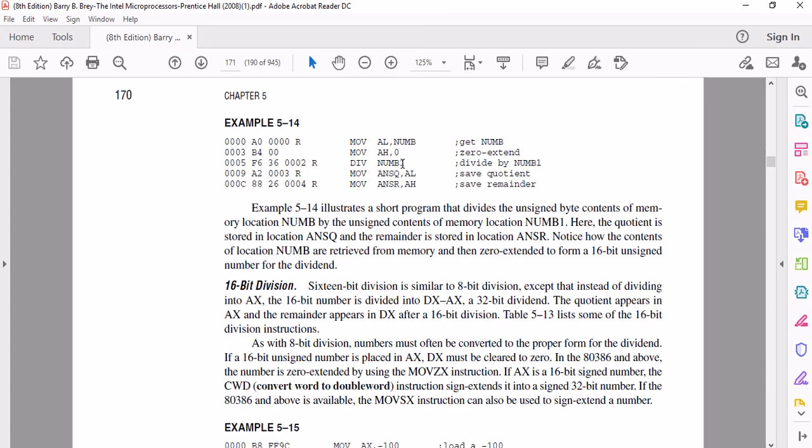Now division will be performed and the quotient will be in AL register and the remainder will be in AH register. Now we are moving the quotient value in a separate memory location named ANSQ. Q stands for quotient. We are moving the value of quotient in this location, and the remainder in AH is moved in ANSR. ANSR means answer, and R stands for remainder.